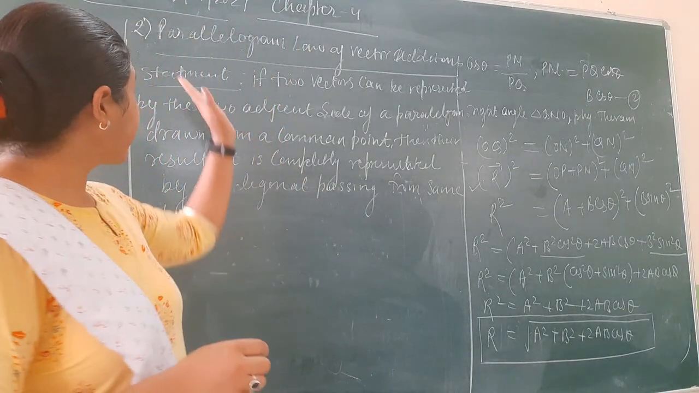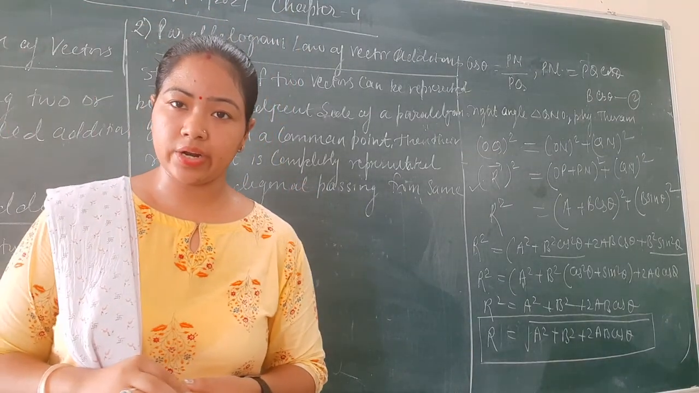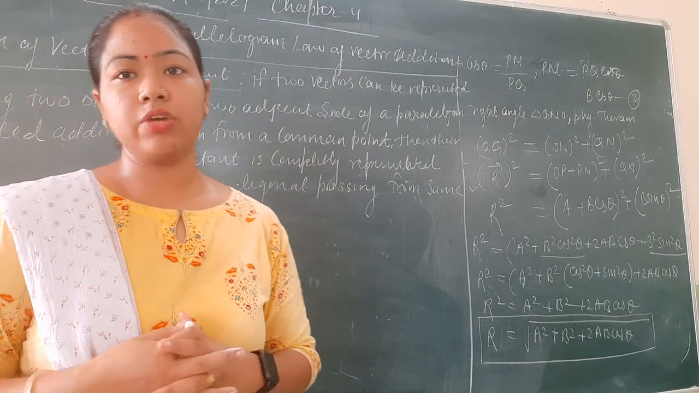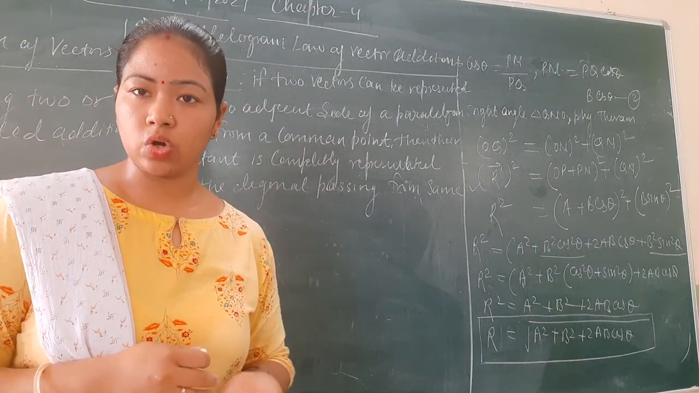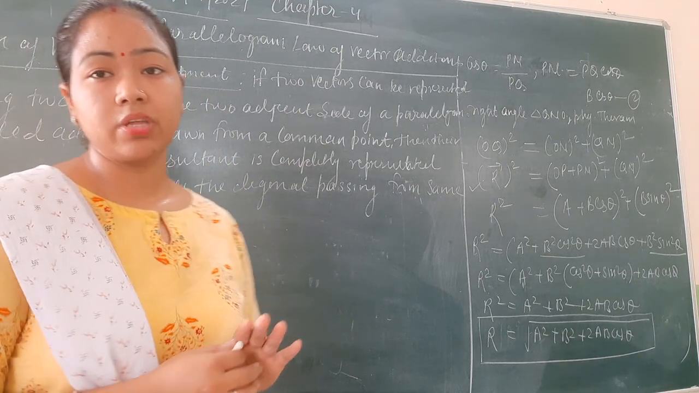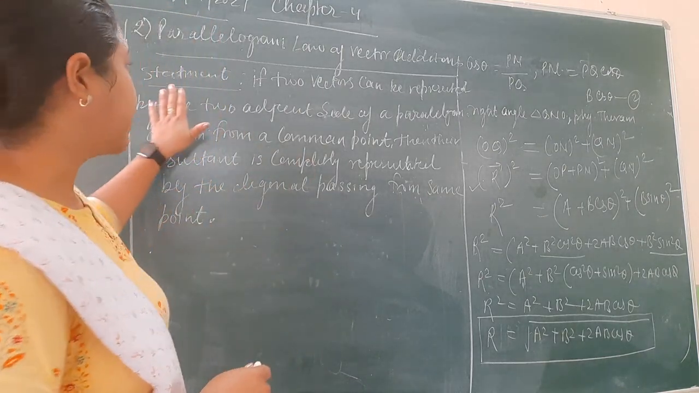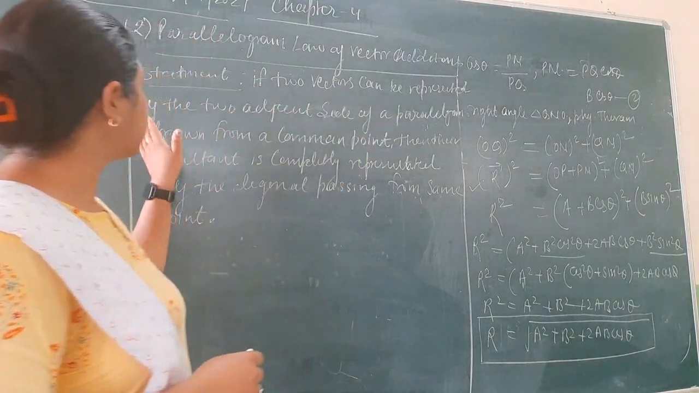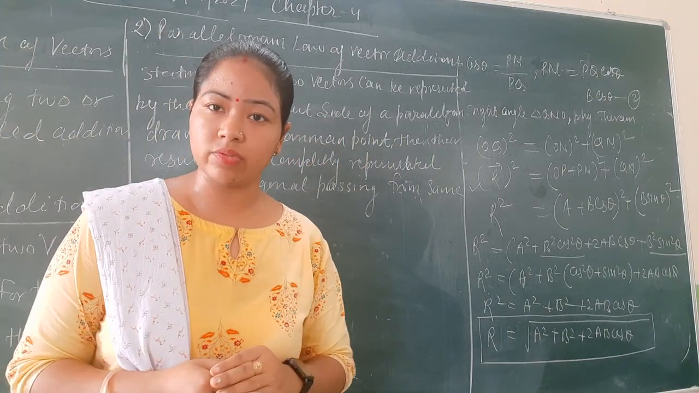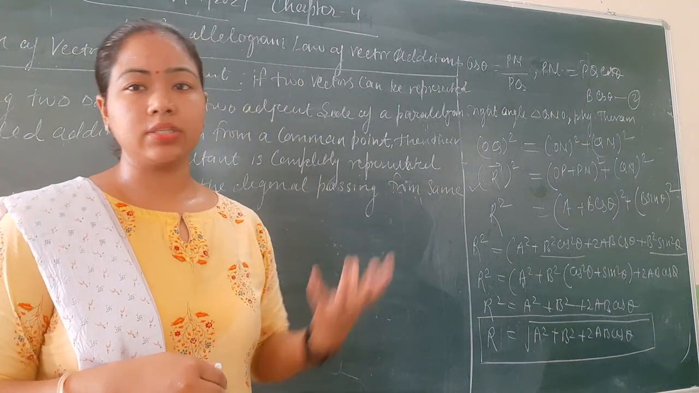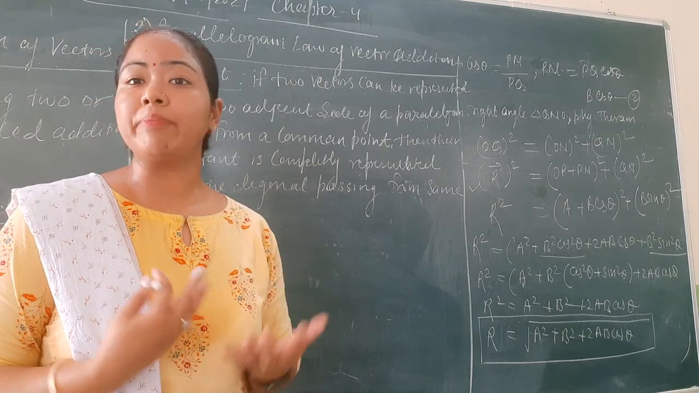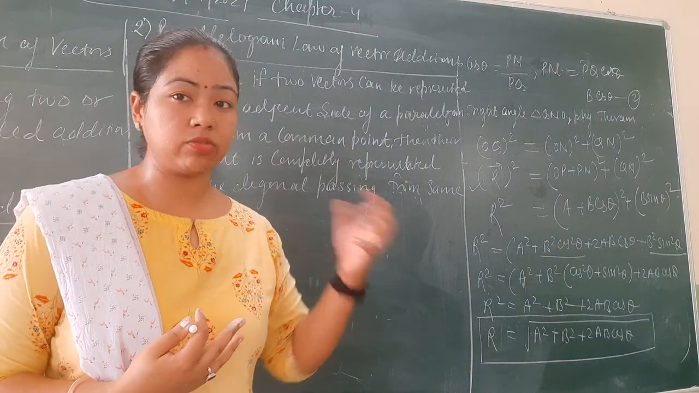Now the next second law is the parallelogram law of vector addition. If you are able to understand the very first law, the same applies here. First we have the statement for that. What is the statement? If two vectors can be represented by the two adjacent sides of the parallelogram. Again, if vectors are representing, they are completely represented by their magnitude as well as the direction also.